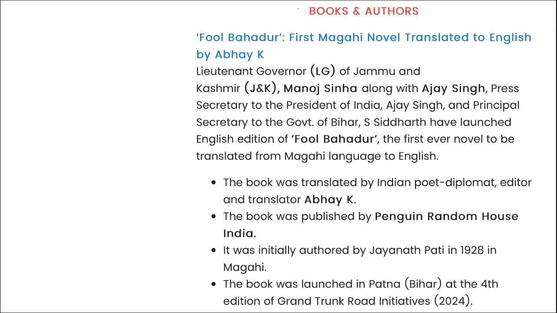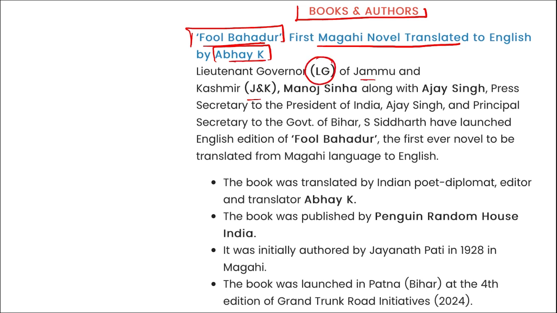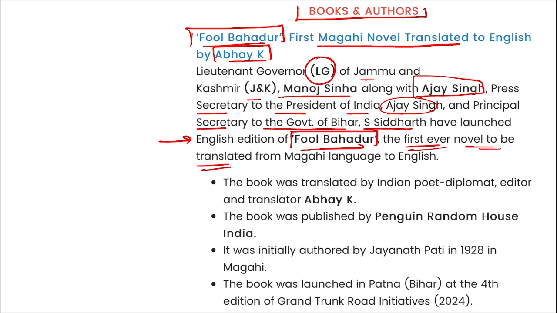Next is related to books and authors. Fool Bahadur. This is the first Magahi novel translated to English by Abhay K. I repeat, Lieutenant Governor of Jammu and Kashmir Manoj Sinha, along with Ajay Singh, Press Secretary to the President of India, and the Principal Secretary to the Government of Bihar S. Siddharth, have together launched the English edition of Fool Bahadur, and this is the first ever novel to be translated from Magahi language to English.